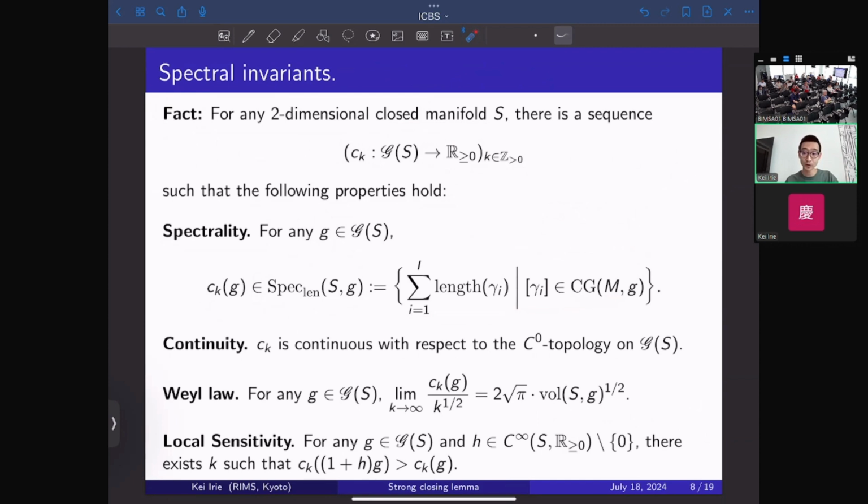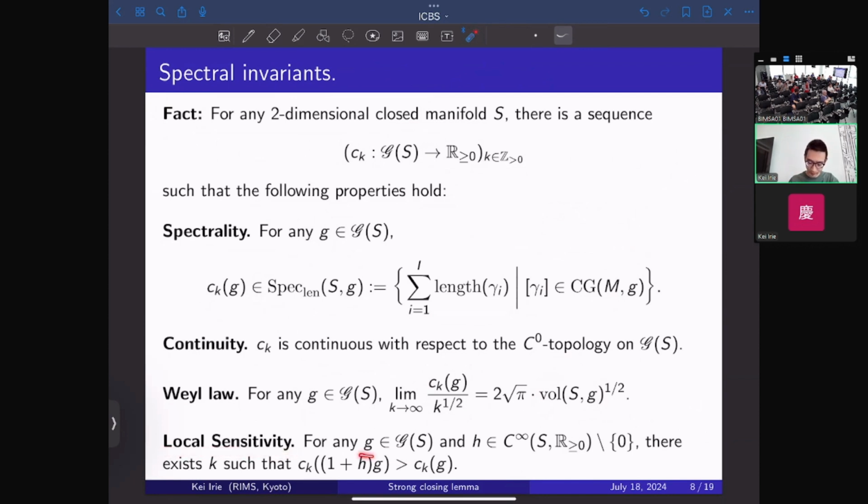Here, the same closed geodesic can appear multiple times. This is spectrality. The second condition is continuity. That means that each c_k is continuous with respect to the C^0 topology on the set of metrics. The third property is the Weyl law, which says that for any metric g, c_k(g) grows like the square root of k, and by taking the limit, one can recover the volume of the metric g. It in particular implies the local sensitivity.